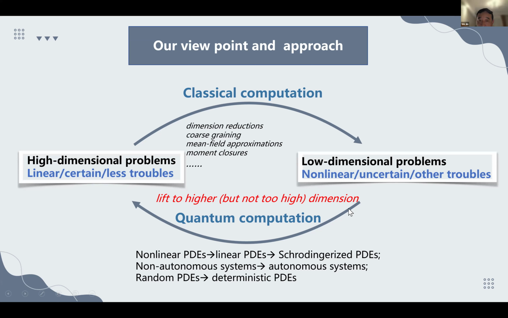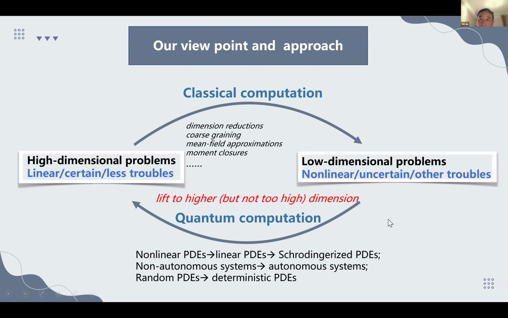So this is our approach. We go in the opposite direction, we lift to higher dimension, which makes a nonlinear PDE linear, and a linear PDE into Schrodinger equations. Also, by going to high dimension, we make a non-autonomous system autonomous. We make random PDEs deterministic PDEs by going to high dimension.